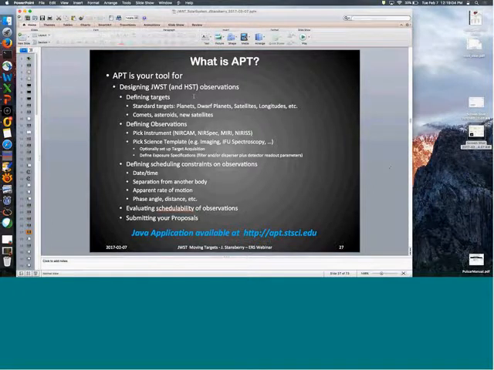APT is what you're using to design JWST observations, and it's been in use for a long time for HST. It's the same tool. You define your targets. There are a couple of different kinds, basically. There are standard targets, which are planets, satellites, longitudes on planets, things like that. And then there are common asteroids that you define separately. Once you define a target, you define an observation by picking an instrument and then picking a science template, such as imaging or IFU spectroscopy. Then target acquisition within the template, and then you define exposure specifications, basically filters and exposures within the template.